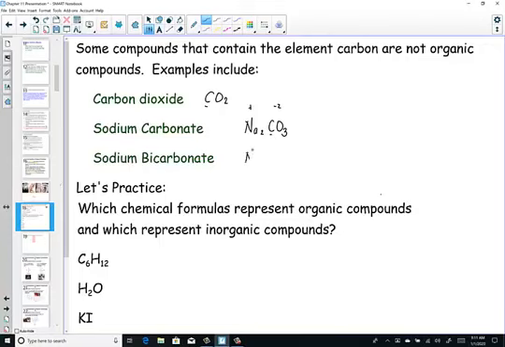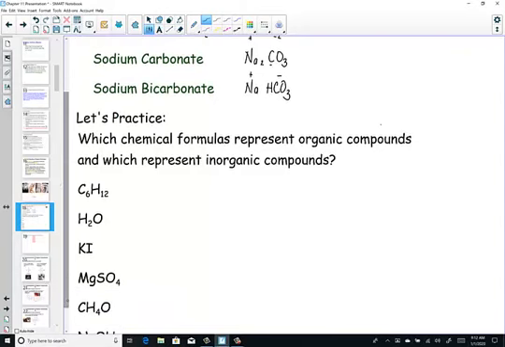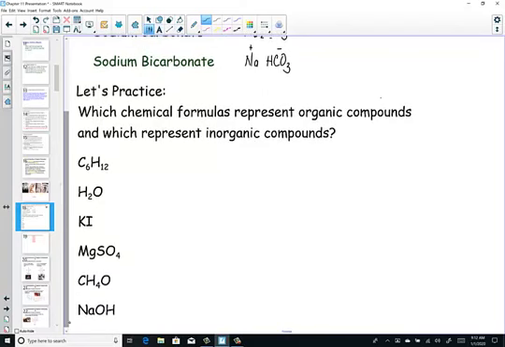And the last is commonly called baking soda, sodium bicarbonate. The bicarbonate polyatomic ion is NaHCO3 for sodium bicarbonate. And so here's our first practice. Which chemical formulas represent organic compounds and which represent inorganic compounds? And these match your examples. Those examples are asking you to simply write on the line, organic or inorganic. Pause the video and complete those, and when ready, come back to check.